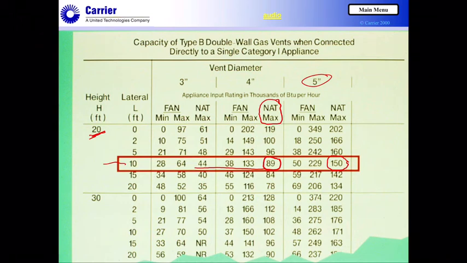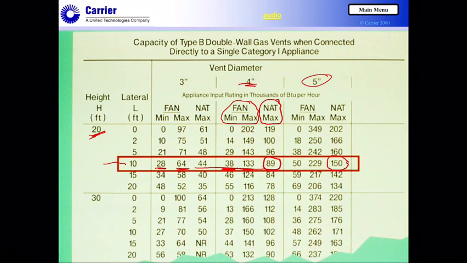Now, let's talk about what if this were a fan-assisted appliance. So let's say that this were a 60,000 BTU fan-assisted appliance. Okay. Now, in this case, single stage. So in this particular state, I would look at it as you can go down to as low as 38,000 BTUs or as much as 133 with a 4-inch, and then you could go to 28,000 versus 64,000 if it were a 3-inch.